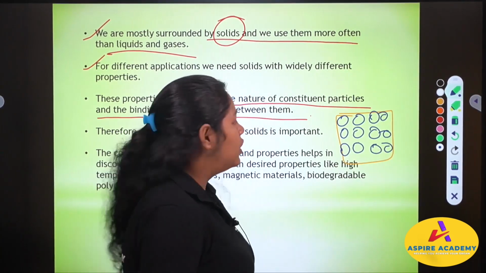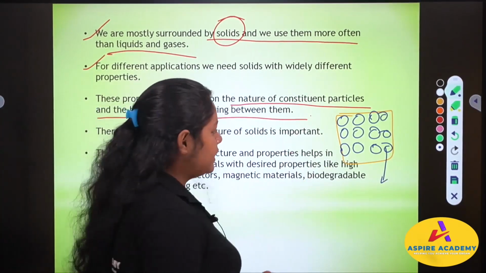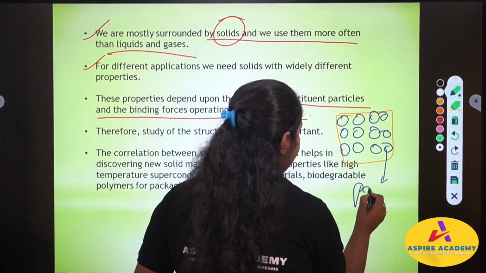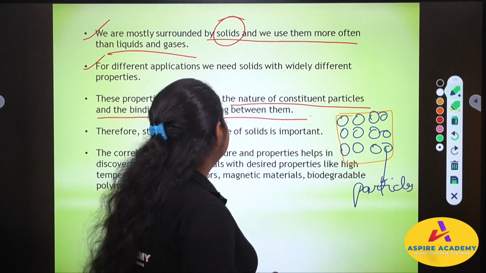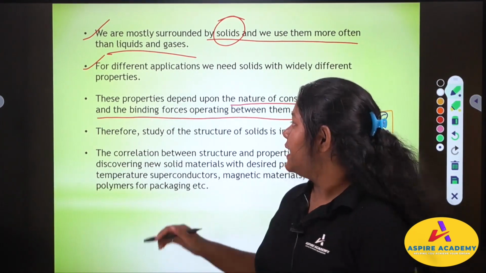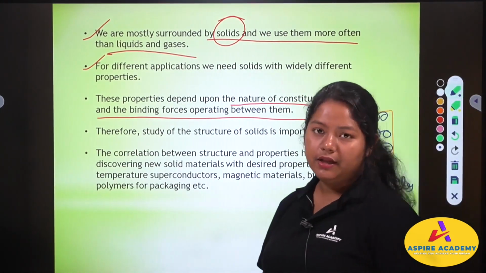And these particles are in random motion. So these are the small particles that make up the matter. These are the particles, right? So what is it saying? It is saying that the properties depend upon the nature of the constituent particle, right?